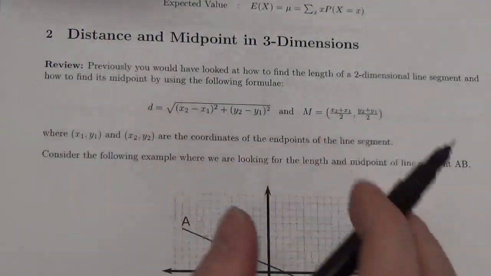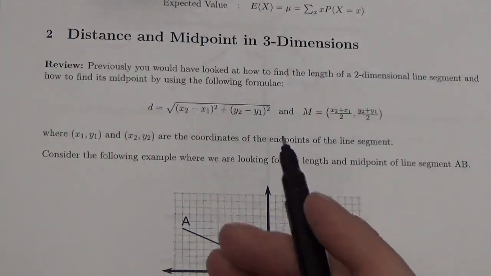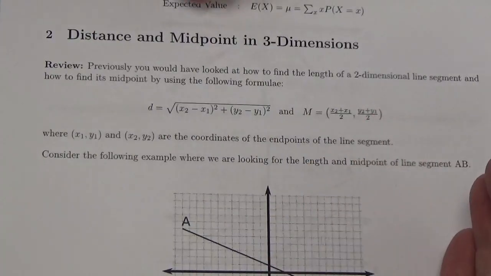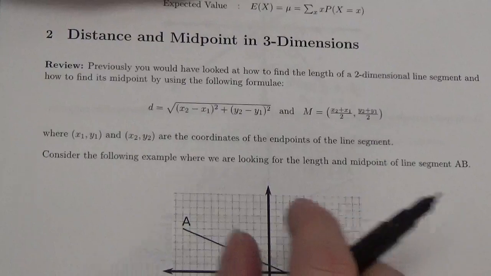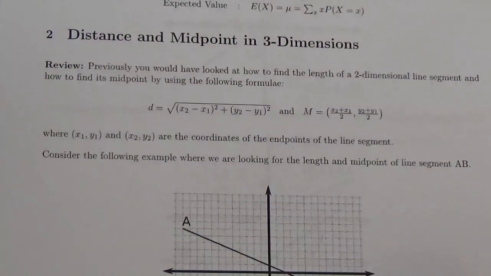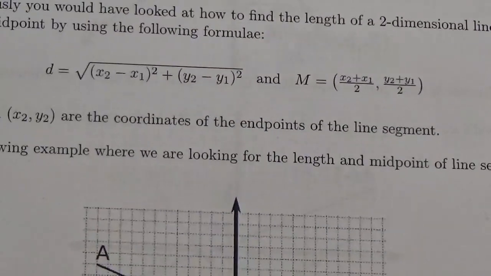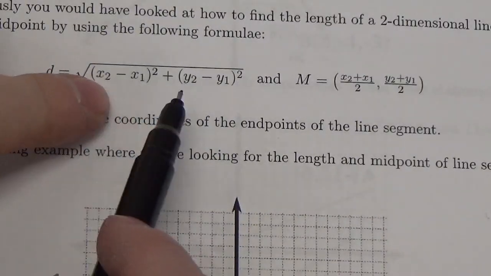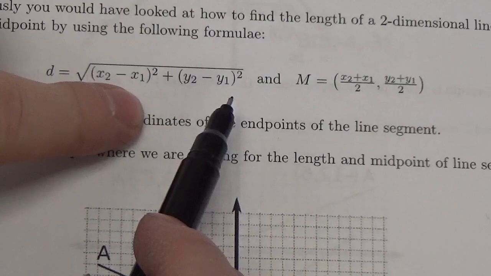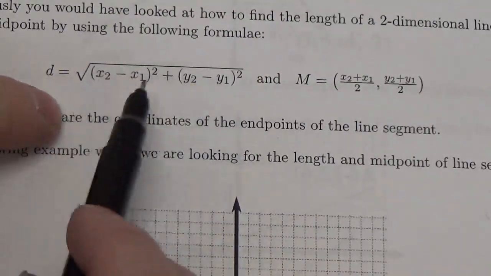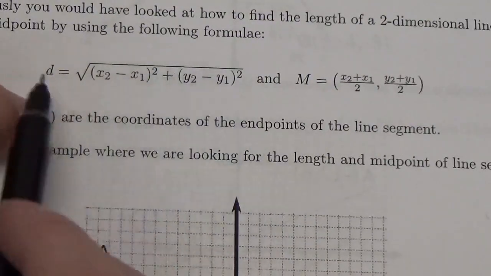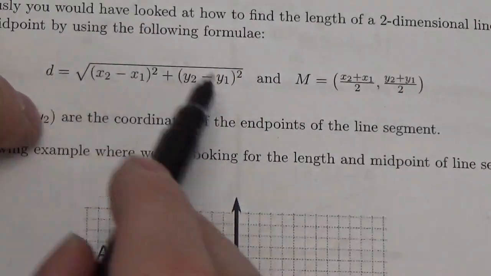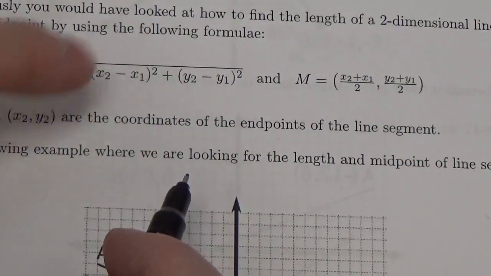So just remember that in a previous lesson, you would have looked at the distance formula and the midpoint formula in 2 dimensions. And here are the formulas that you would normally get. Okay? So you take a look at your distance formula, you've got 2 points here, x2, y2, x1, y1. Okay, and you find the difference, square them, add them, take the square root, which looks remarkably like another theorem that you would have worked with a lot.